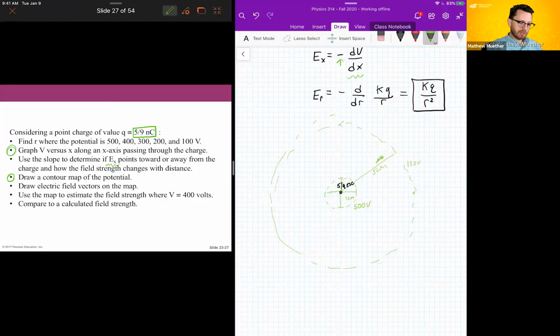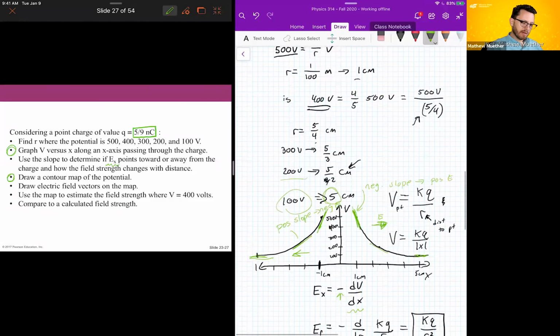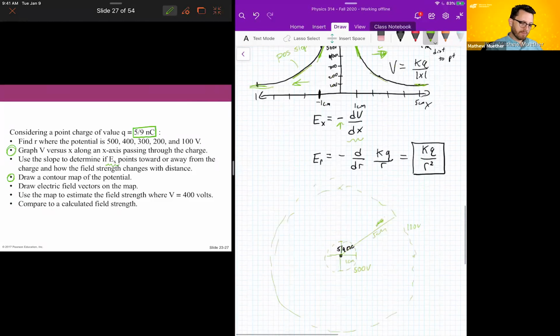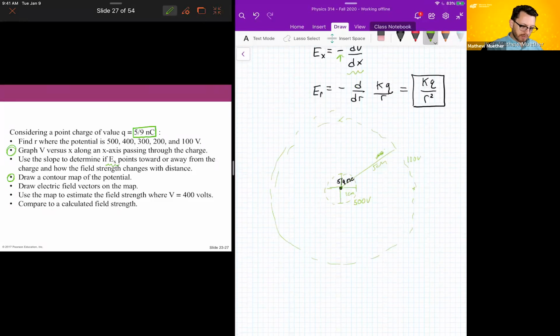Where am I at 200 volts? Well, I'm at 200 volts where, we calculated that, when I'm at 2.5, right when I'm somewhere here. I'll have another shell around this thing. That's where I have 200 volts. Okay, and then I have one around for 300 volts, and then another one around it for, say, 400 volts.